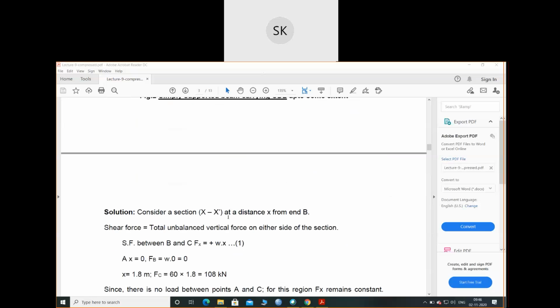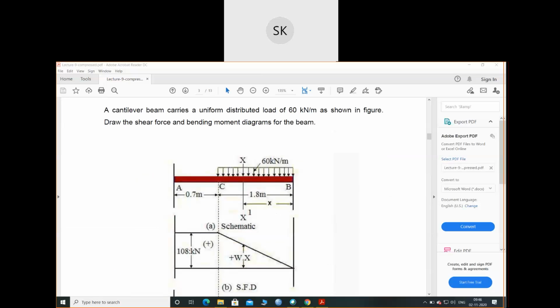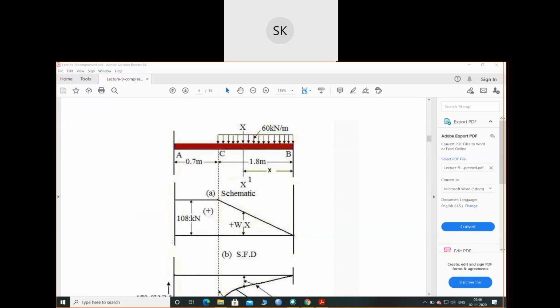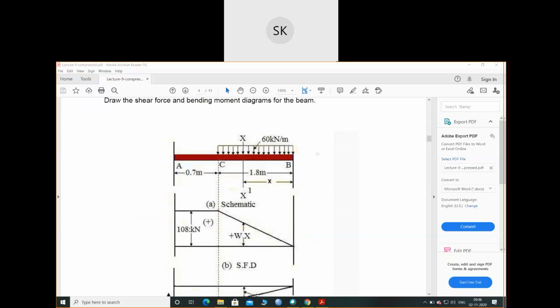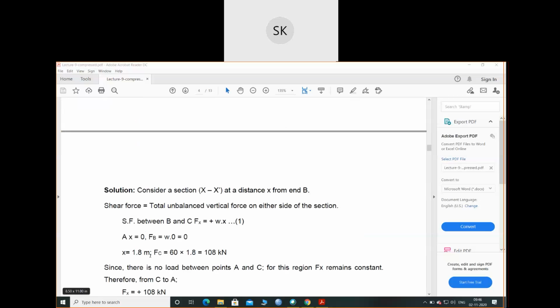So consider a section XX at a distance x from the end B. Shear force will be W into X. Place the value of X equals 0, your shear force will be 0. And at X equals 1.8, because your UDL is 1.8, my shear force is 108 kilonewton.